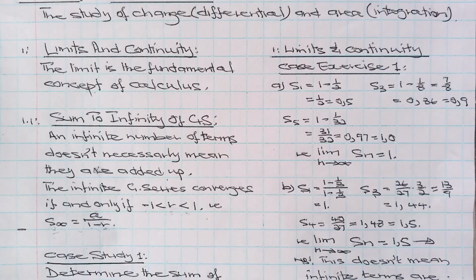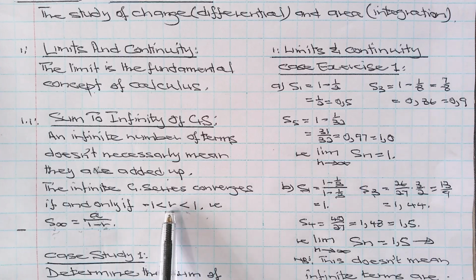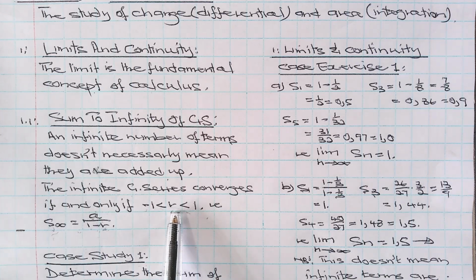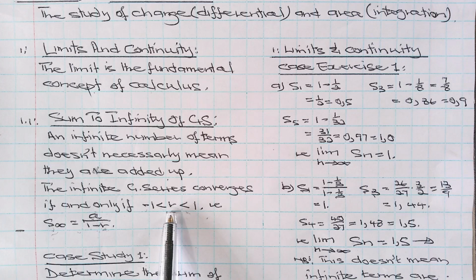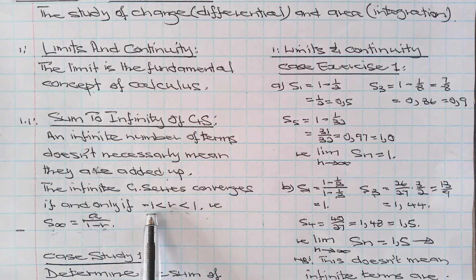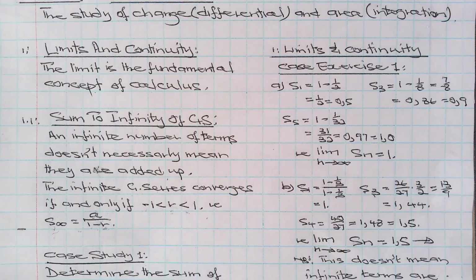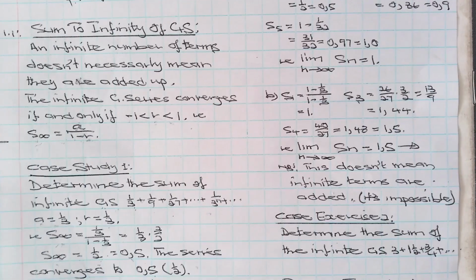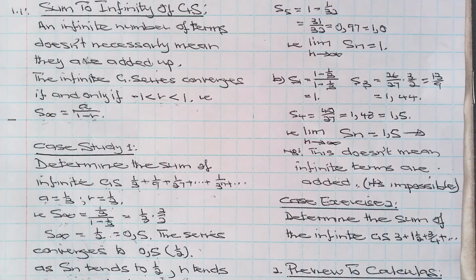Now, the ratio is a fraction. The series converges. It means there are infinite numbers, infinite fractions within 1 and -1. Let's go to a case study and see what this is all about.